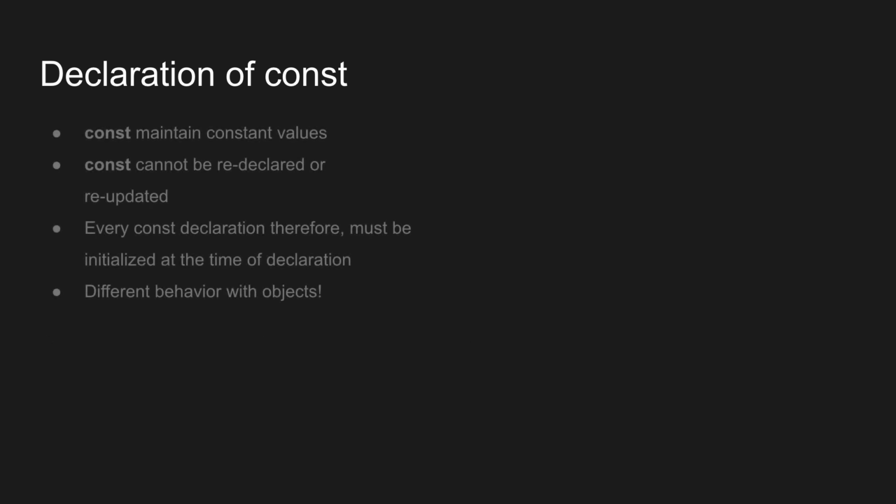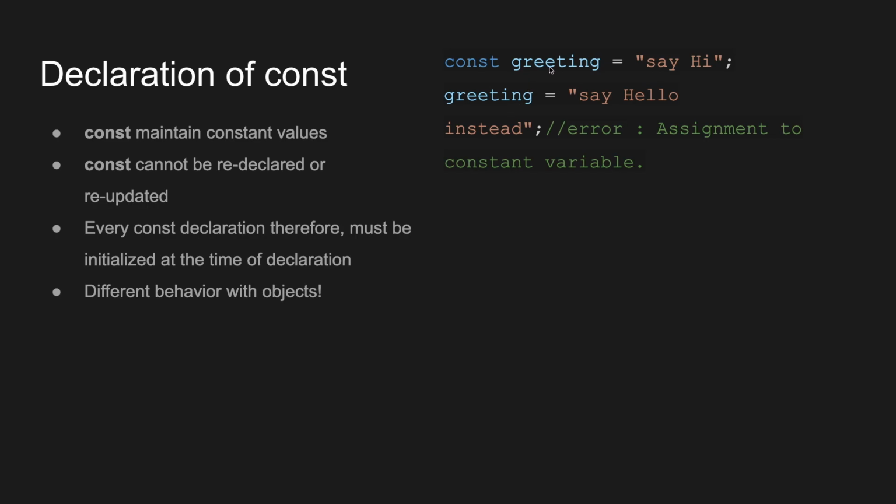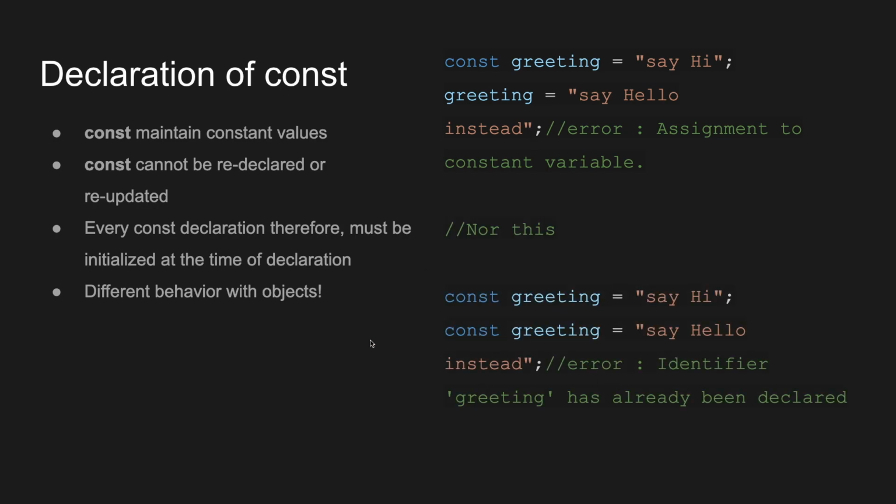Now declaration of const. Const declarations are block scoped like let, and declarations can only be accessed within the block it was declared. Const cannot be updated or redeclared. This means that the value of a variable declared with const remains the same within its scope. It cannot be updated or redeclared. So if we declare a variable using const, we cannot re-update its variable. Also, we cannot redeclare the same variable and it will throw an error. Every const declaration therefore must be initialized at the time of declaration.